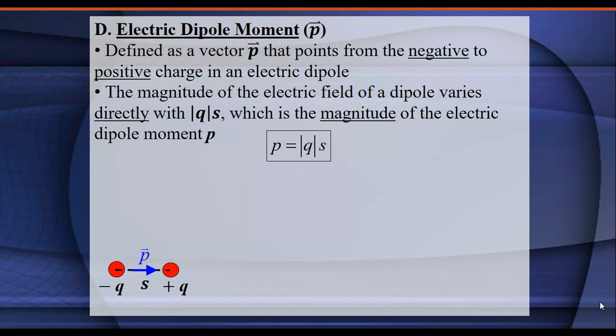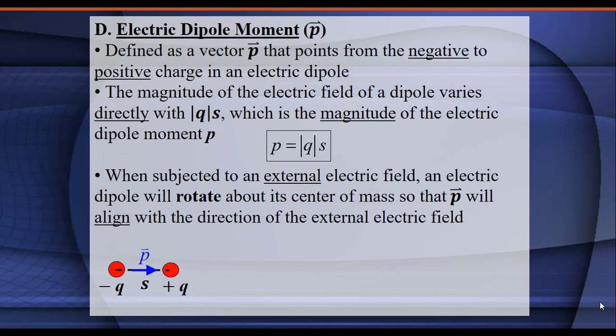Now you're probably wondering, what's the point of this? Why have we actually defined what this dipole moment is? Well, it's all about what happens if you subject the dipole itself to an electric field. If you subject a dipole to an electric field, the dipole will rotate about its center of mass. The center of mass of this dipole would be directly in the center of where you have those two opposite charges. If you subject that dipole to an external electric field, it's going to rotate so that the electric dipole moment lines up with the direction of the electric field.